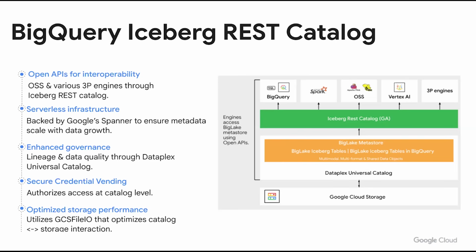It is built on serverless infrastructure and backed by Google Spanner, so that it automatically scales with the data growth. We also have enhanced governance, due to which lineage and data quality are possible through Dataplex Universal Catalog. We also have support for credential vending. This implements a unique security mechanism that authorizes access at the catalog level, so we don't have to specifically allow users and engines access to the underlying cloud storage buckets. For this case, we are also leveraging GCS file IO, which has optimizations for catalog to storage interactions so that we make the IO calls optimally.